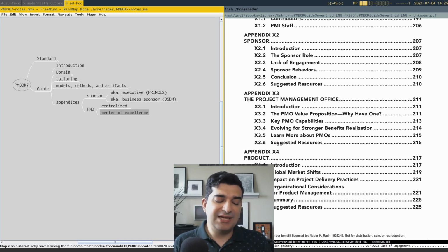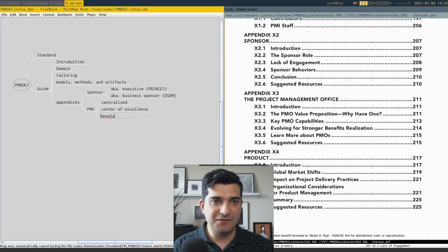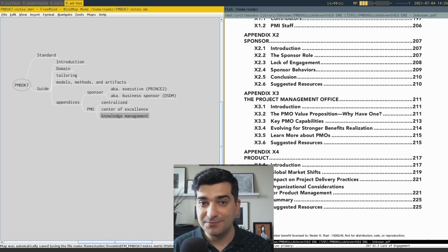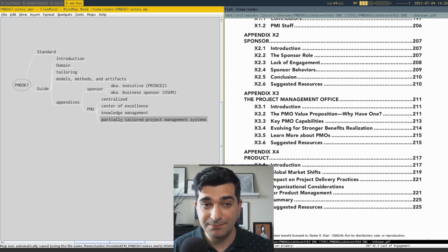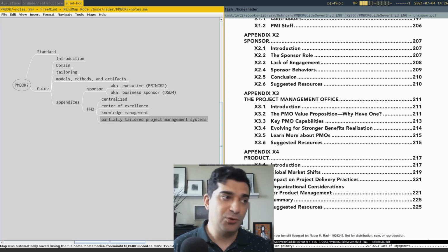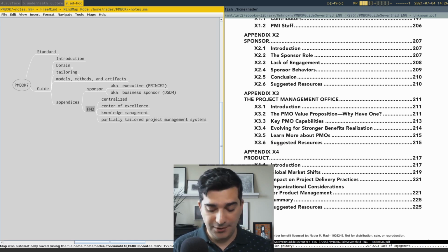It's a place where you can do a lot of knowledge management, which was mentioned in the previous version of the PMBOK guide as well. You can create partially tailored project management systems. You can make your projects more compatible with each other. You can give services to your program and portfolio management system, and so on.